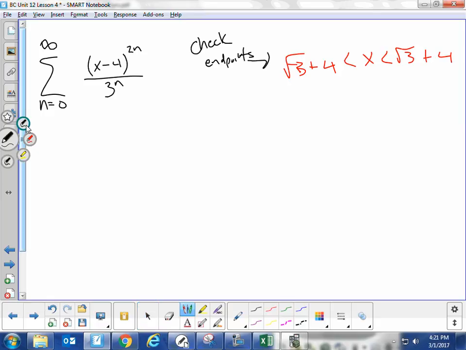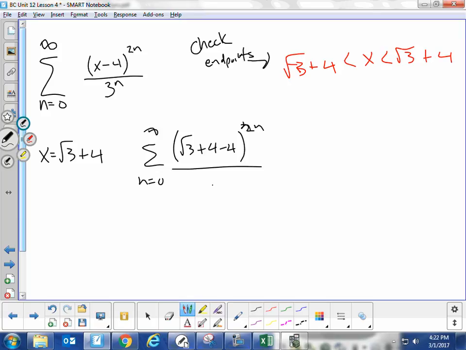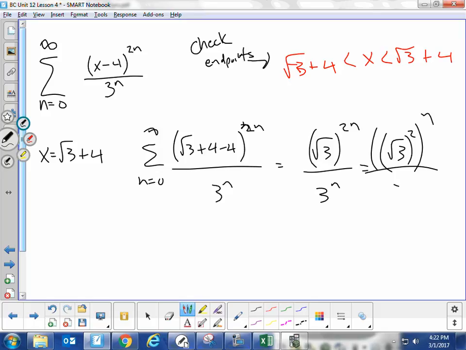Okay, so first one, root 3 plus 4. I'd have the sum, n starts at 0 going to infinity, of root 3 plus 4 minus 4 to the 2n divided by 3 to the n. This ends up being root 3 to the 2n over 3 to the n. I'm going to rewrite this as root 3 squared to the n over 3 to the n.